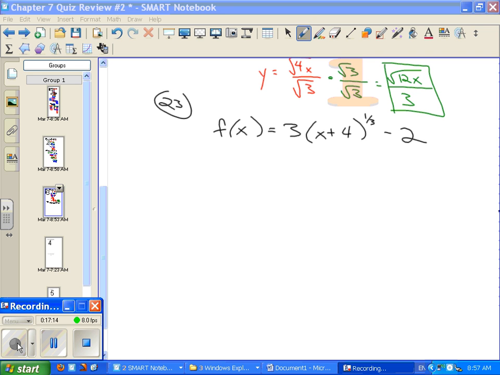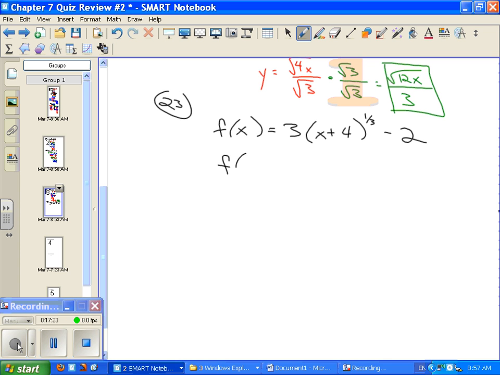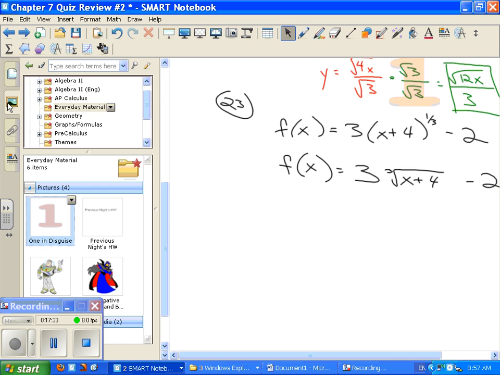All right, now I would rewrite this thing first. When I put something to the 1/3 power, what's that really mean? Third root. Cube root. Good. So this looks like this: 3 times the cube root of x plus 4, minus 2. Okay, and that is going to be easier to deal with.